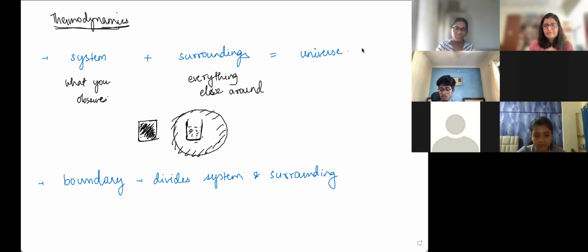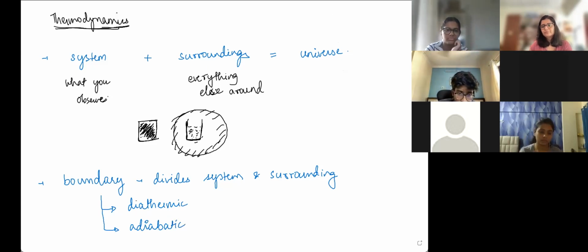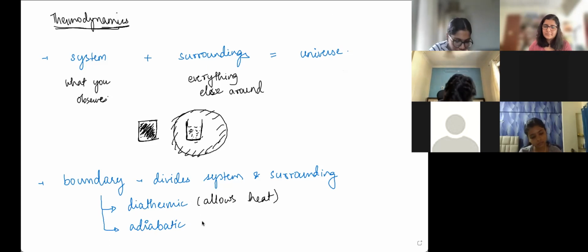So for boundary, you have two different types. Like you have something called a diathermic boundary and an adiabatic boundary. A diathermic boundary is something that allows heat to pass through, and an adiabatic boundary does not allow heat to pass through. It's completely insulated.